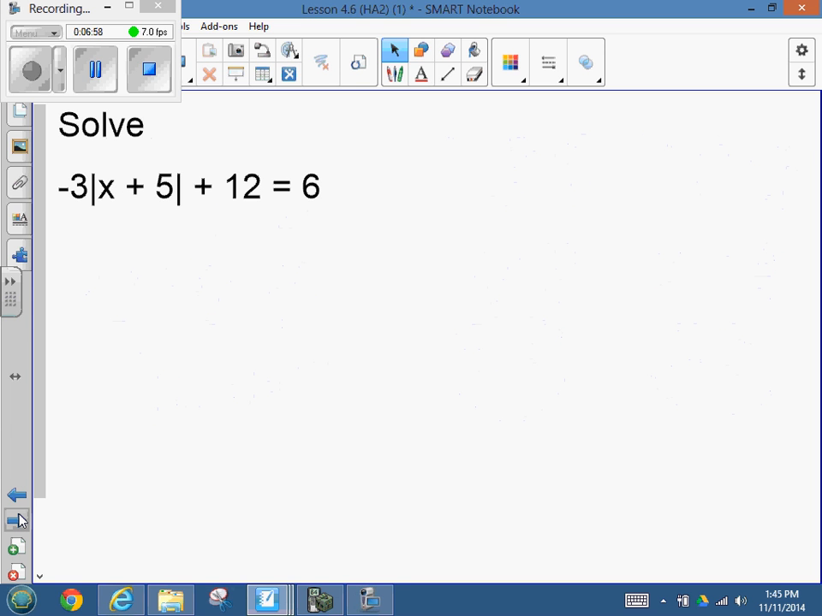Next example. Take a moment to write down negative 3 times the absolute value of x plus 5, plus 12 equals 6. Again, our goal before we can do our two cases is to first isolate the absolute value. So we're going to accomplish that by subtracting 12 from both sides. And negative 3 times the absolute value of x plus 5 equals negative 6.